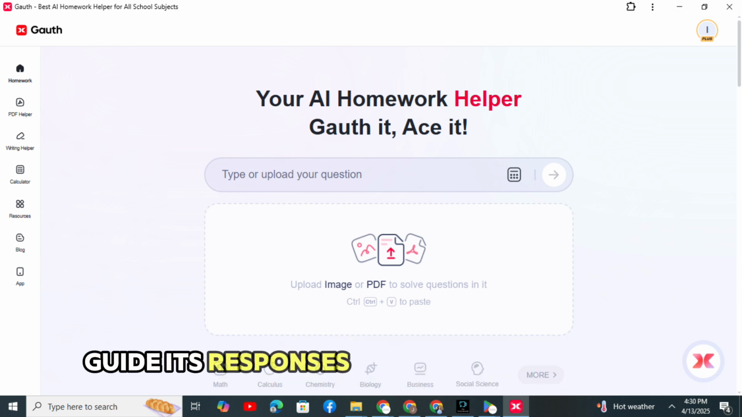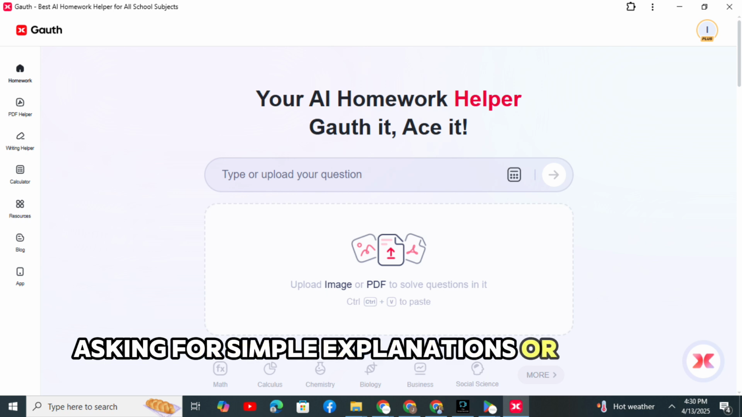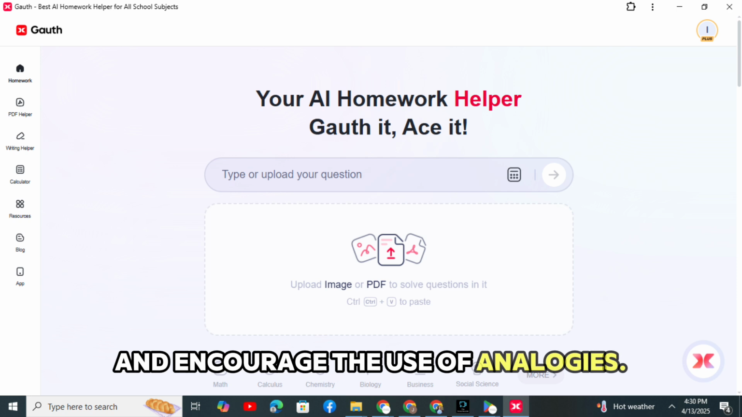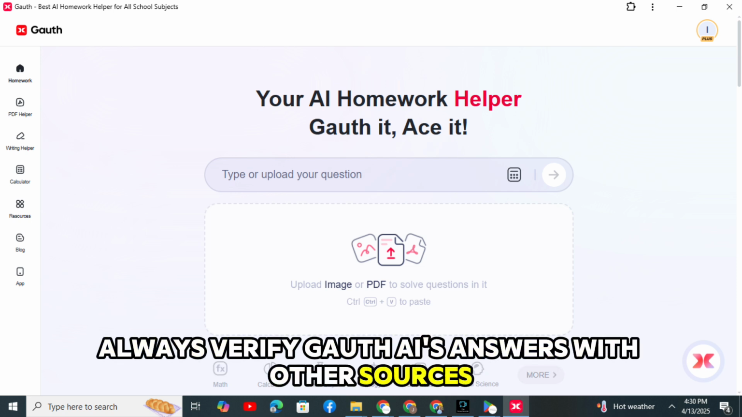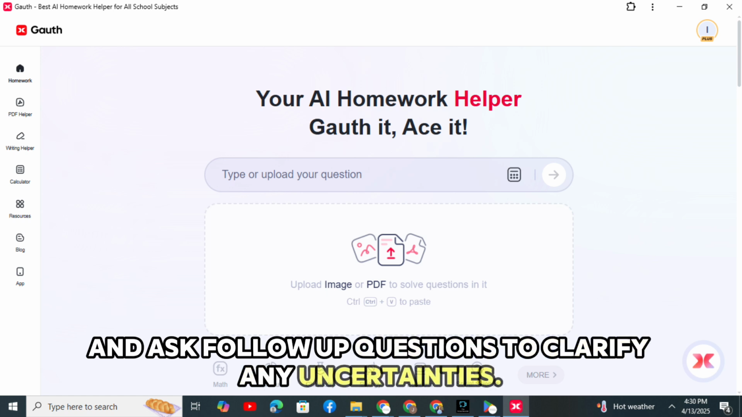Guide its responses with specific prompts, asking for simple explanations or step by step solutions, and encourage the use of analogies. Always verify Gauth AI's answers with other sources and ask follow up questions to clarify any uncertainties.